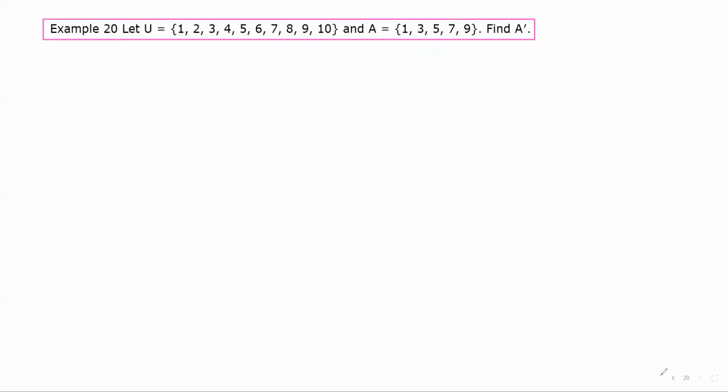Now U is given to you and you have to find out A dash. When you say A dash, we know that U is the addition of elements in A and elements in A dash, or A dash can be written as U minus A. That means from the elements of U, you have to subtract all the elements of A. A has 1, 3, 5, 7, 9. If you subtract them, remove these 1, 3, 5, 7, 9. Here in A dash you'll be left with 2, 4, 6, 8, 10. This is A dash, the complement of A.